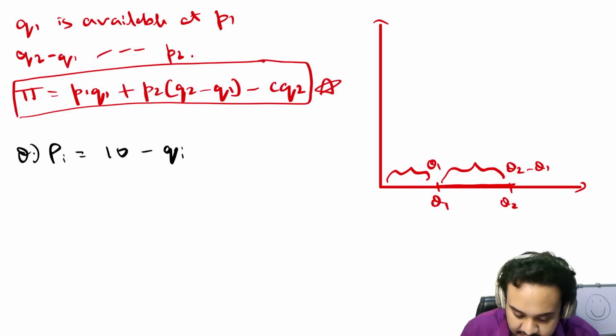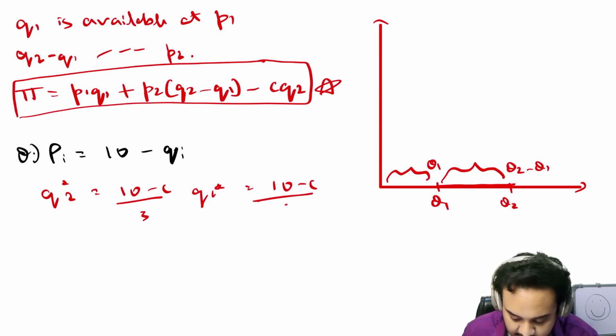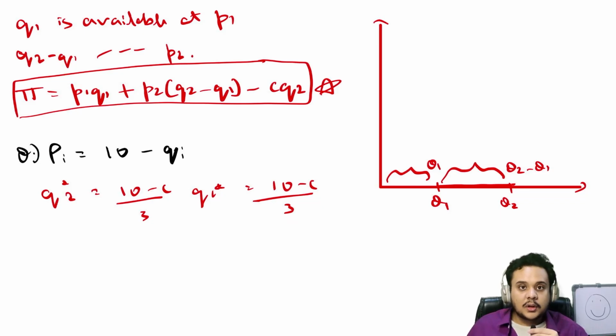Let me give you the answer. Okay, you can cross check your answer. q2 star is going to be (10 minus C) by 3. q1 star is going to be (10 minus C) by 3. They are both going to be equal. Okay, this is just for you to cross check. Now let us move on to the next part. The next part, as we have already seen, is the two-part tariff.